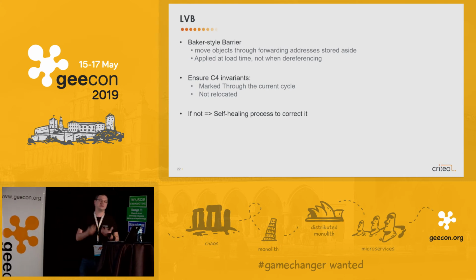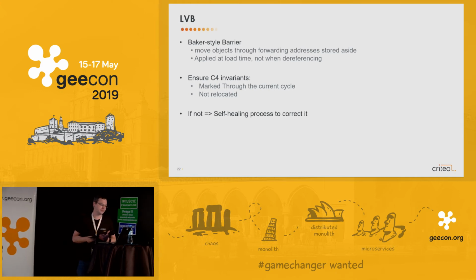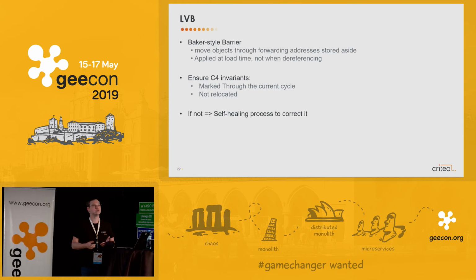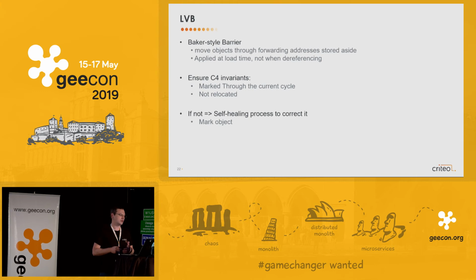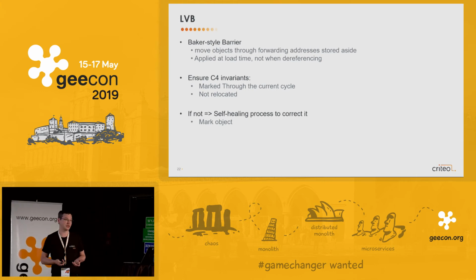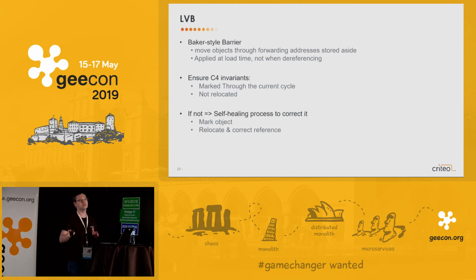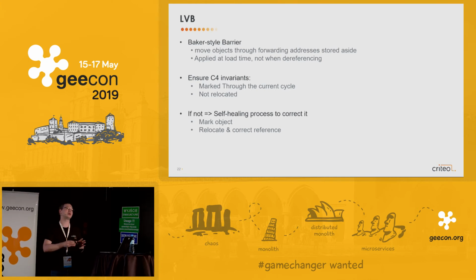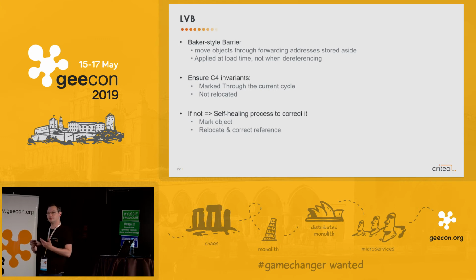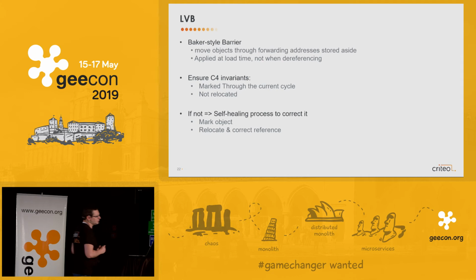So if those invariants are broken, there is a self-healing process to correct it. In case of an unmarked object, we mark the object, obviously. And if it's not relocated, we relocate or move the object, and then we update the reference so the next time we'll go to the new location and not go through the same process again.